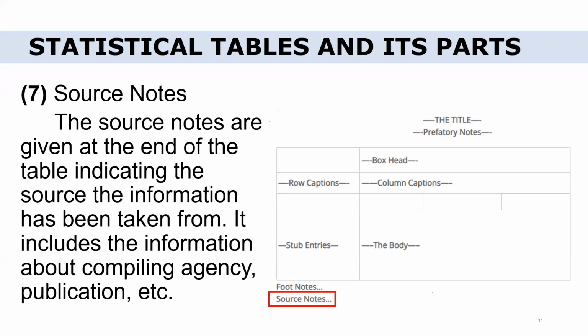And number 7 is what we call source notes. Source notes are given at the end of the table indicating the source the information has been taken from. It includes the information about compiling agency, publication, etc. So for example, if you copy the table from someone else or if you adapted the table from a certain book or author, you have to acknowledge the source. And this is where you write the notes or the source in the source notes.